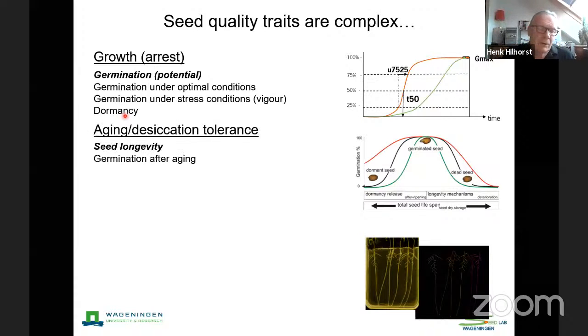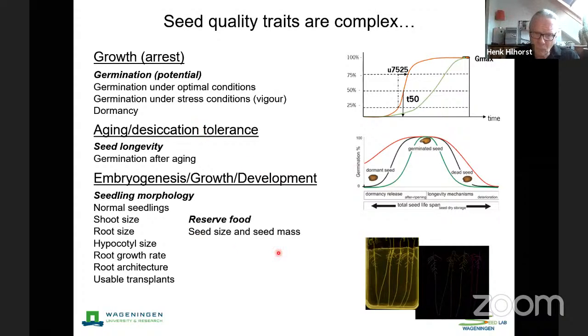Then there is the phenomenon of seed aging. Seeds can be stored for a very long time, and we come back to that later on. But also seeds in the dry state age, and in the end they will die, like all living organisms. But to be able to stay alive for such a long time, they have to withstand being dry. And being dry refers to a phenomenon that we call desiccation tolerance, the ability of seeds to be dried completely.